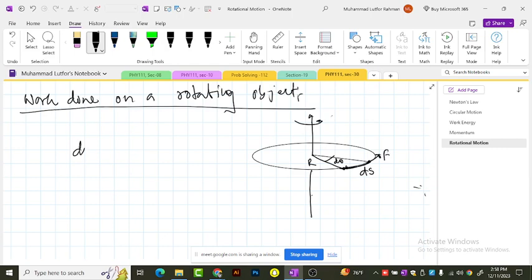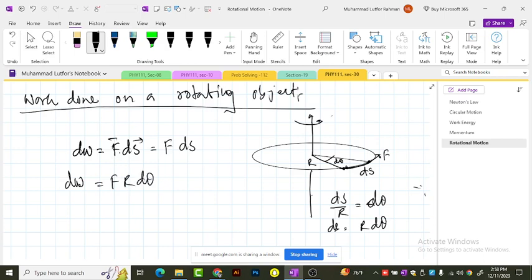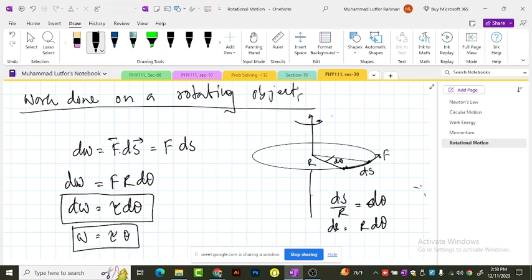By the definition of work done, dW is simply force into ds. In vector terms, the force and ds are parallel to each other, at every single point on this curve. So the angle is 0 and cos 0 is 1. And ds is simply r into d theta. I plug that in, so dW is F into r into d theta, and F r is simply the torque of the system. So dW is torque into d theta. That's how you write the work done for a rotating object, or W is simply tau into theta.